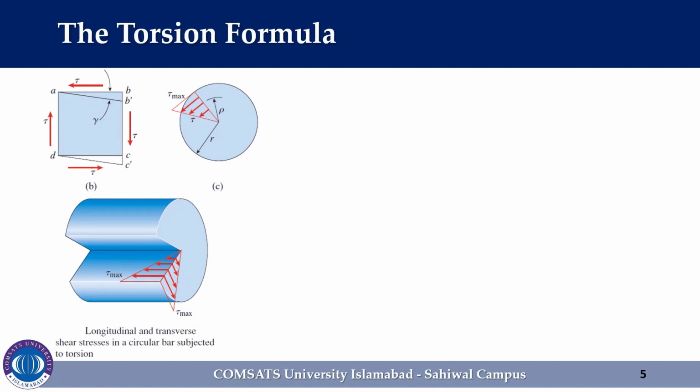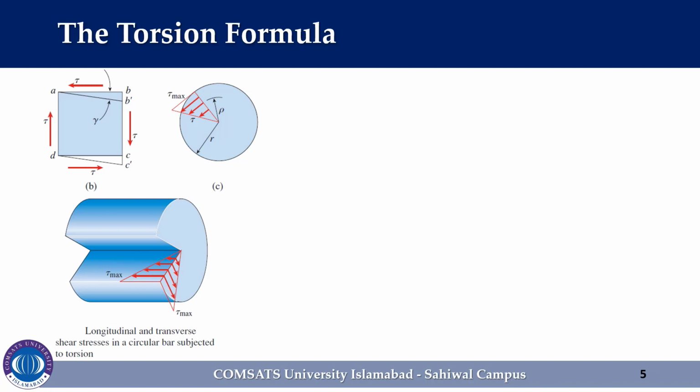Torsion formula. The next step in our analysis is to determine the relationship between the shear stresses and the torque T. Once this is accomplished, we will be able to calculate the stresses and strain in a bar due to any set of applied torques.